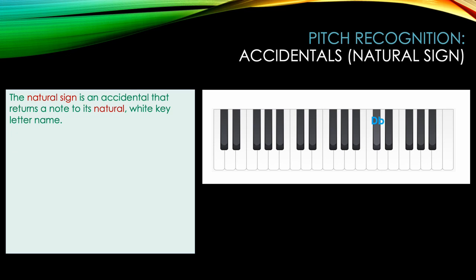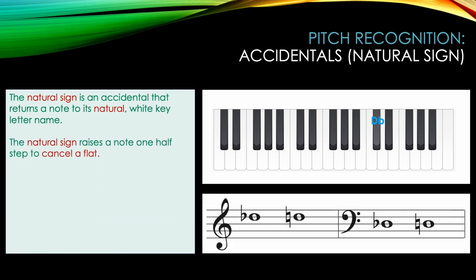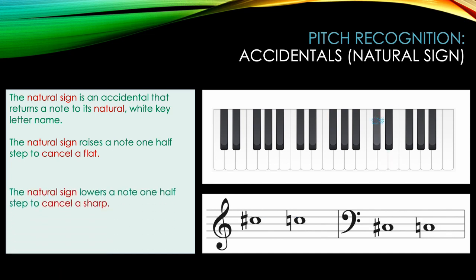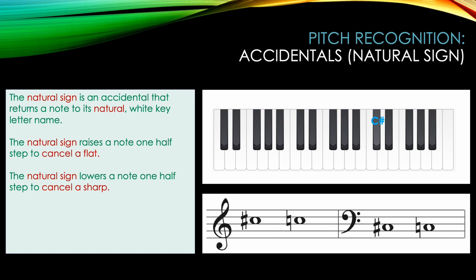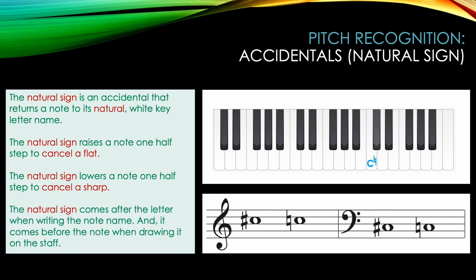The natural sign is an accidental that returns a note to its natural white key letter name. The natural sign raises a note a half step to cancel a flat. The natural sign lowers a note a half step to cancel a sharp. The natural sign comes after the letter when writing the note name, and it comes before the note when drawing it on the staff.